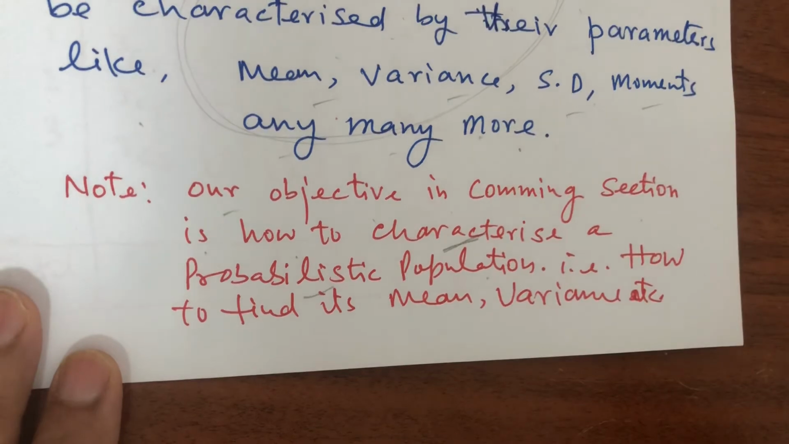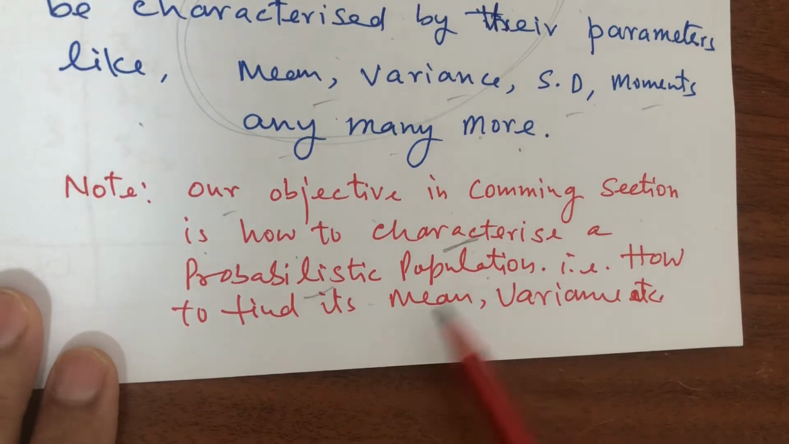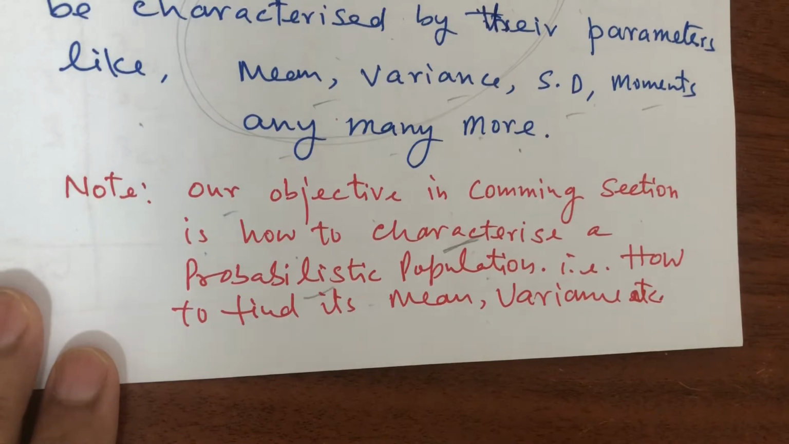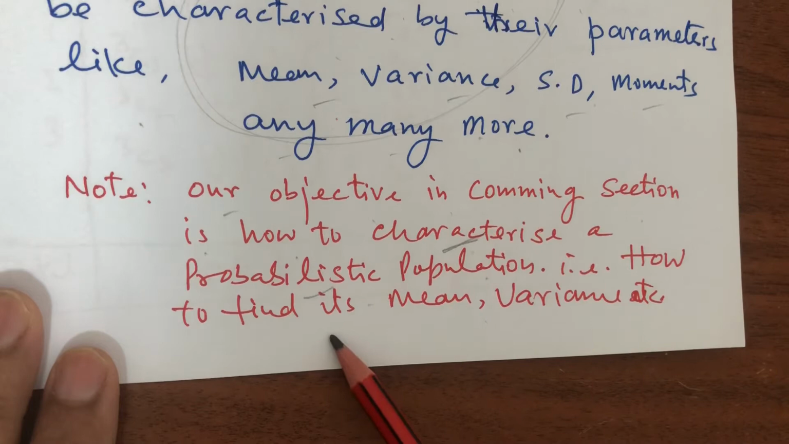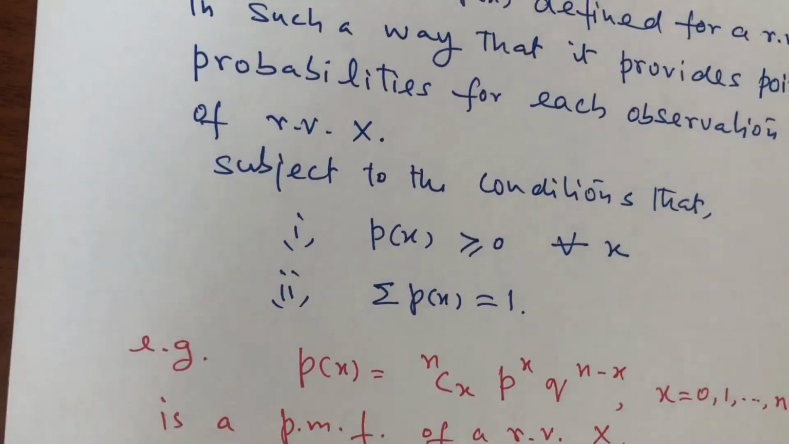Actually, for this only one sentence, how to characterize a population, we have many courses: Math 250, Math 255, 375. Many courses are designed just to fulfill this objective. Characterization of a population means: what is the arithmetic mean of this population, what is the geometric mean, what is the standard deviation? They are called the characteristics of the population. In general, we also call them the parameters of the population. So this is our objective.